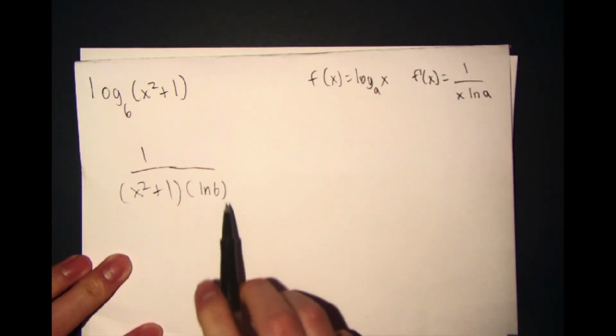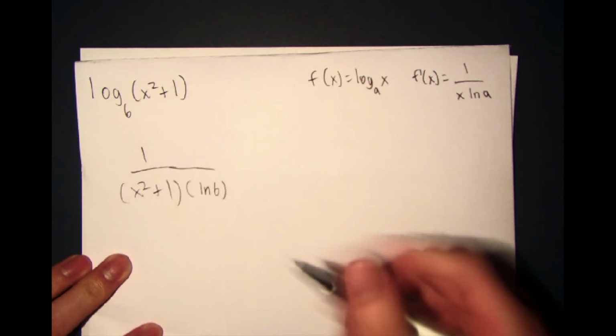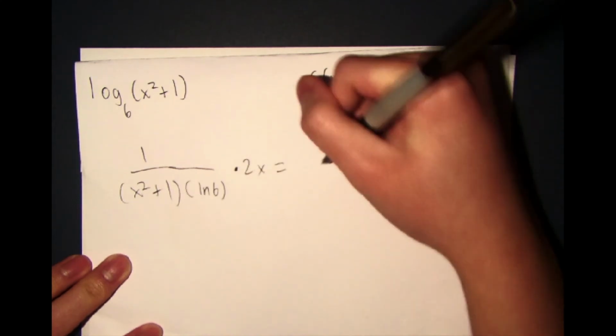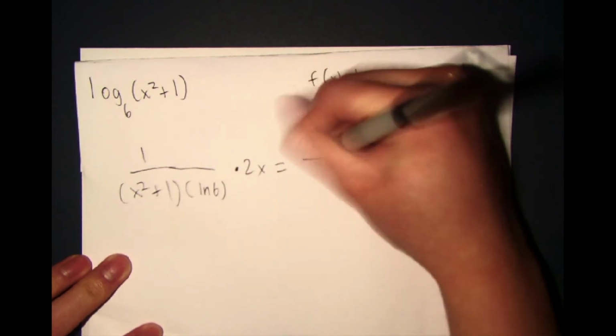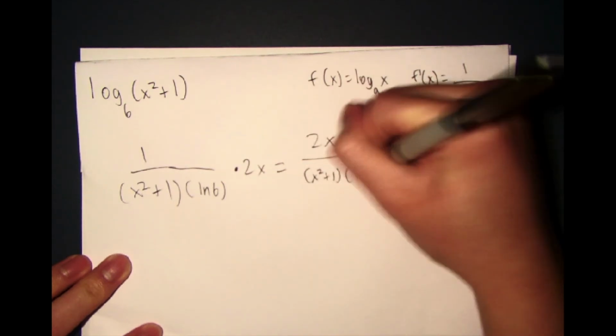And now you're going to have to do the chain rule and find the derivative of the inner function, which would be 2x. So you would multiply this by 2x. So the derivative would be 2x over x squared plus 1 times ln 6.